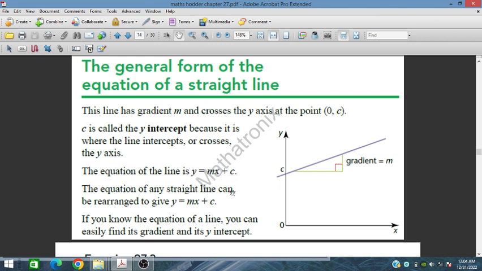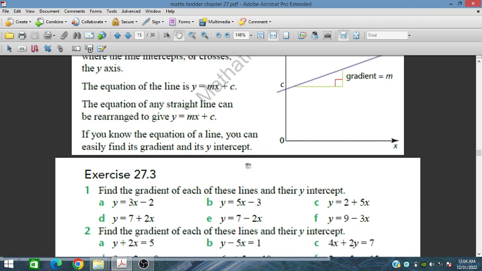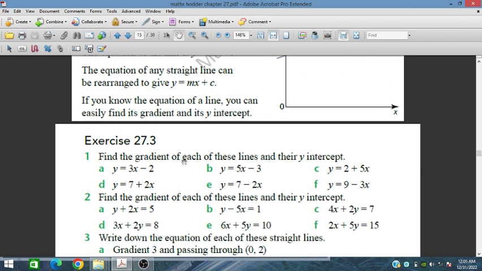The equation of any straight line can be rearranged to give y = mx + c. If you know the equation of a line, you can easily find its gradient and its y-intercept. So find the gradient of each of these lines and their y-intercept. This one has gradient 3 and the y-intercept is -2. Gradient is 5, y-intercept -3. Gradient is 5, y-intercept +2.